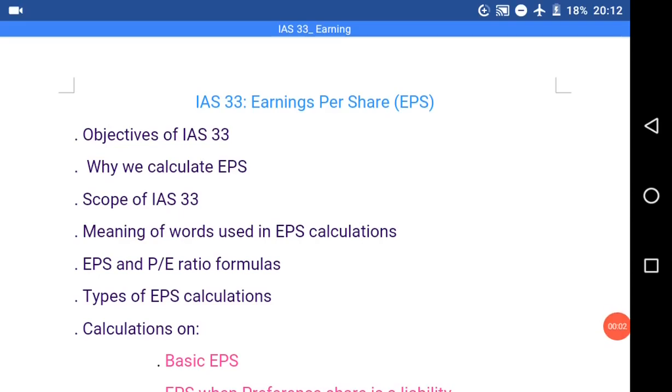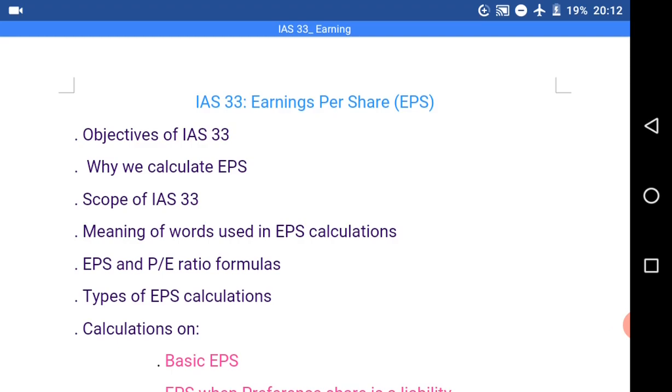Today we are going to be looking at IAS 33, and IAS 33 talks about earnings per share, EPS. Now in today's lesson we are going to be covering some areas that we've highlighted here, and from our notes the areas we've highlighted, as you can all see on the screen, are: the first is the objectives of IAS 33. The second point we are going to be covering is why we calculate EPS.